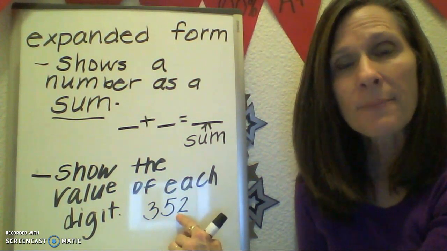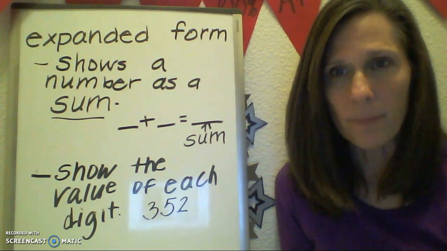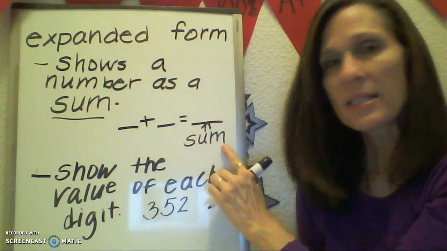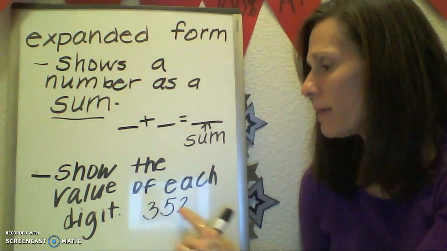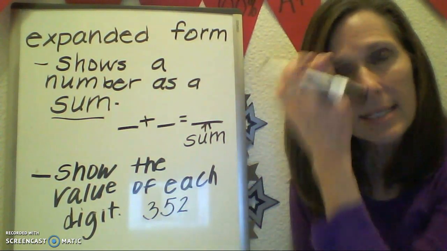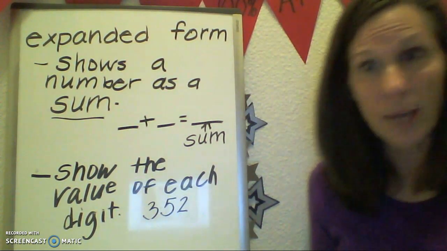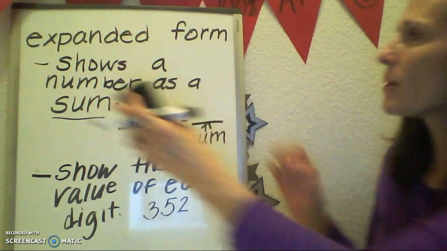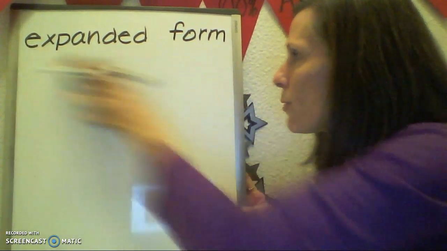So expanded form shows the value of what's in the hundreds place, what's in the tens place, and what's in the ones place. So we're looking at two things when we write a number in expanded form. We're writing it out as a plus equation with a sum, and we're also showing the value of each one of these numbers that is in the number that we're working with. Okay, so let's go ahead and practice a few, and you'll understand, I'm sure, as soon as we get going. I'm going to erase this now that we have an understanding of what expanded form means.